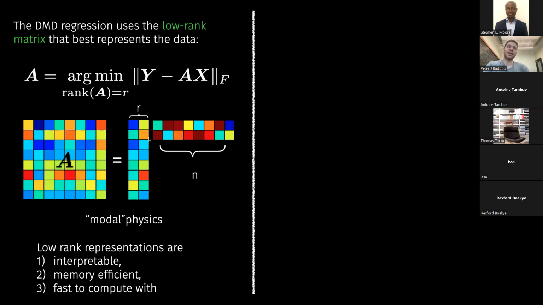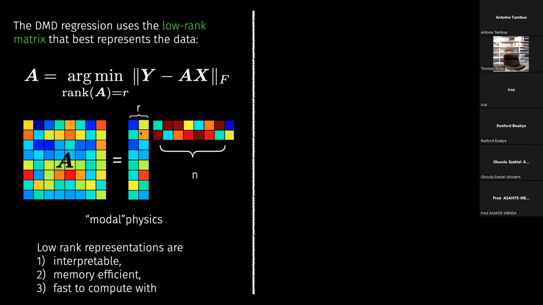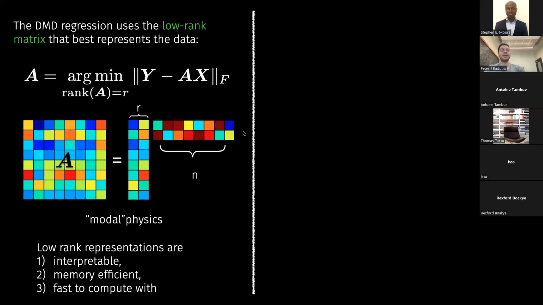But these low-rank matrices can be represented in this form. So this is an n by n matrix, which we're representing as the product of an n by r matrix and an r by n matrix. So a matrix of rank r can be represented in this form as long as these pieces are linearly independent.